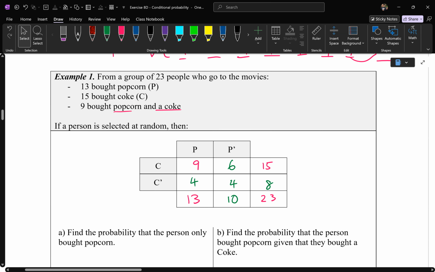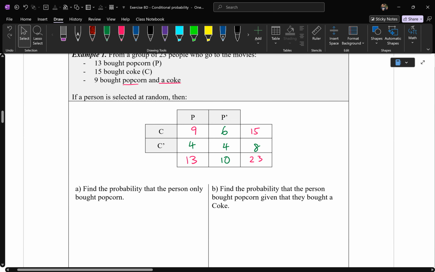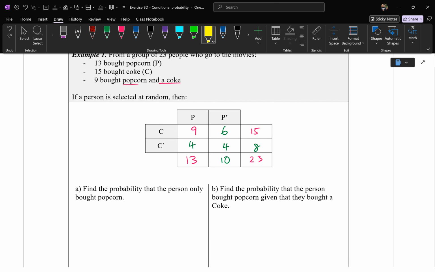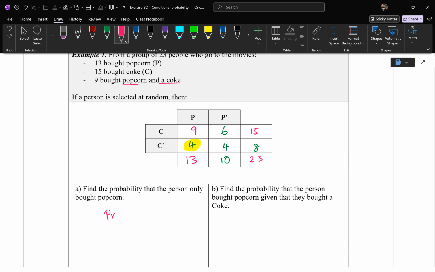Remember, Karnaugh maps are best for calculations. So I filled out a table. First question, find the probability that the person only bought popcorn. So if they only bought popcorn, it means popcorn and no Coke. Here we go, 4 people bought popcorn but no Coke. So the probability of P and not Coke is equal to 4 out of 23 people. Okay, so far so good.